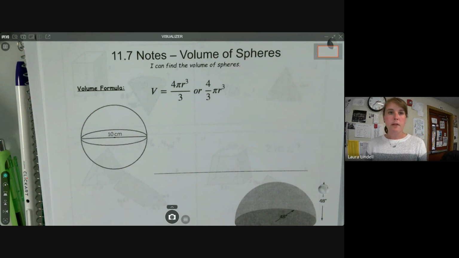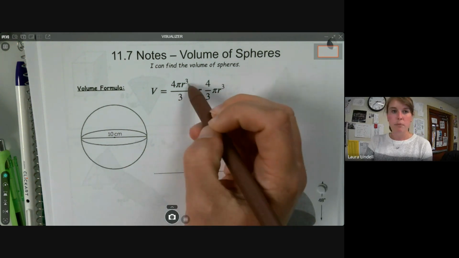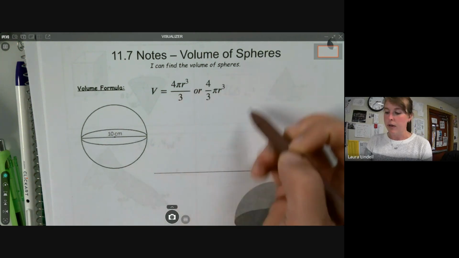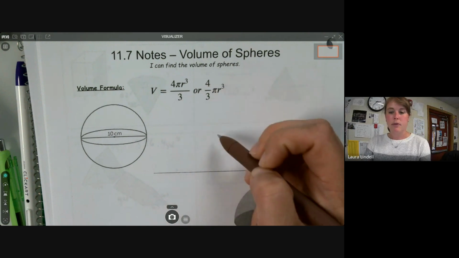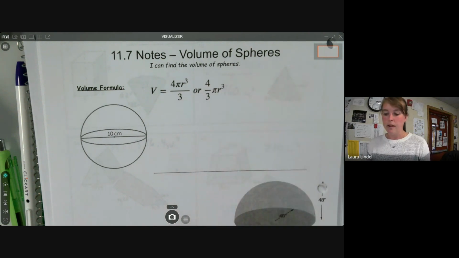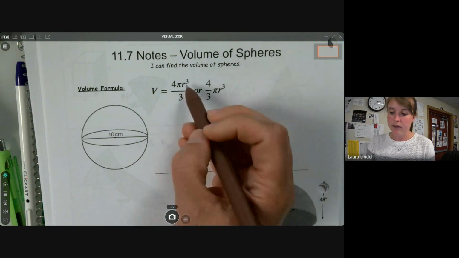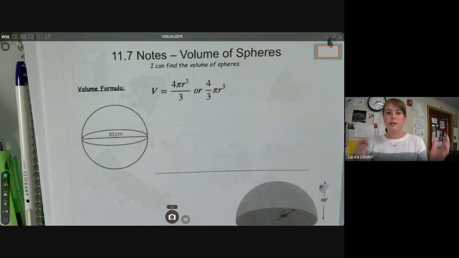The volume formula for a sphere, you can see it in a couple of different ways. One of them is 4 pi r cubed over 3. The other one is 4/3 pi r cubed. So same thing, really. I kind of like this one just because it's a little bit easier for me to type it all into the calculator nicely, but it doesn't really matter which way you do it.